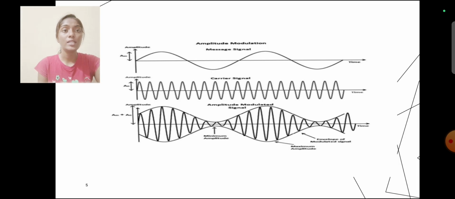Here you can see the amplitude modulation contains message signal and amplitude modulated signal. Here you can see the graph drawn between the amplitude versus time.